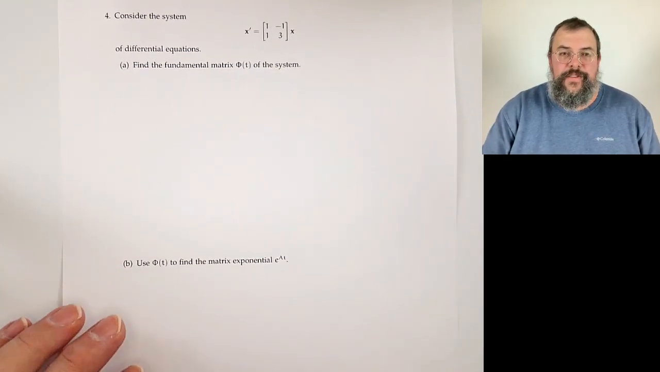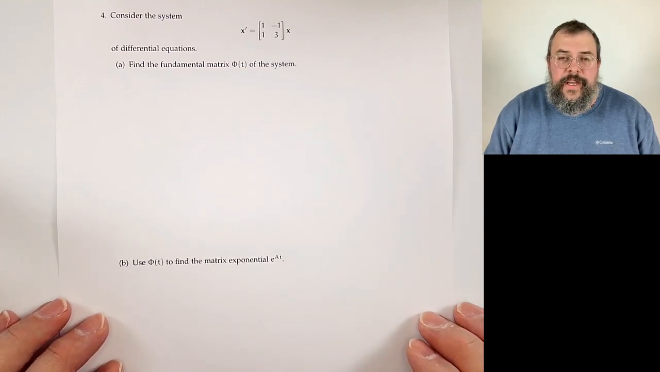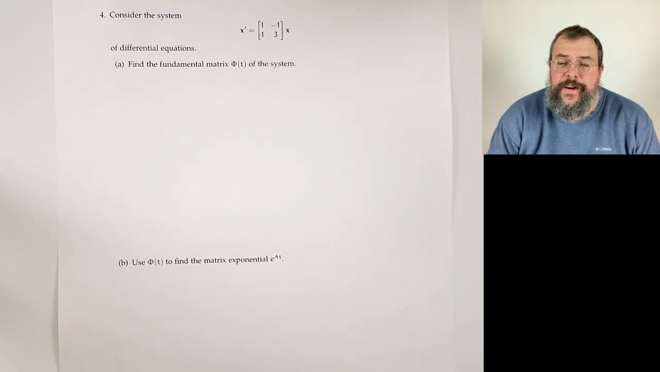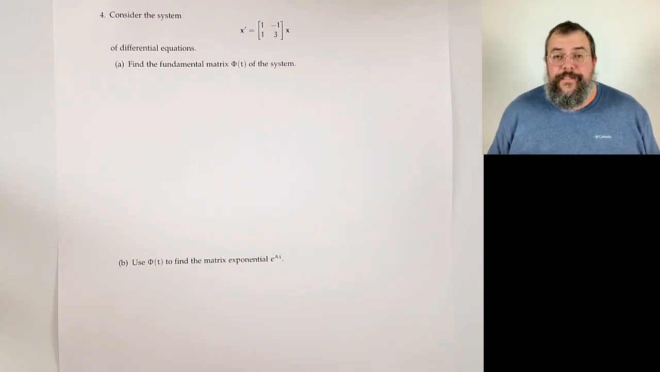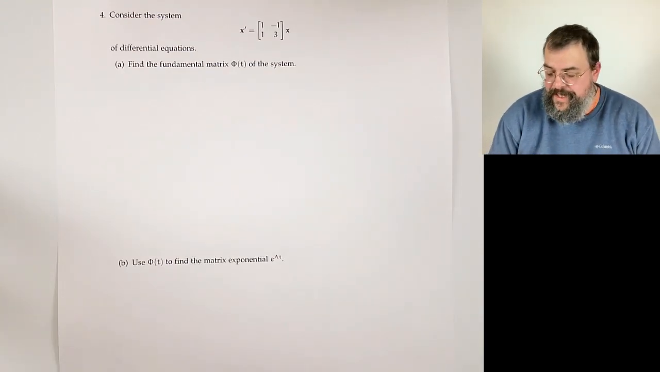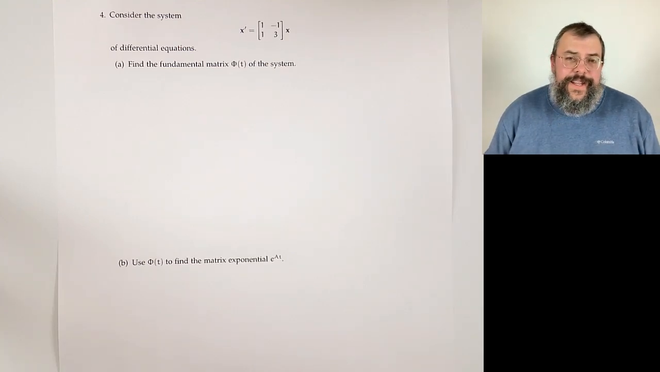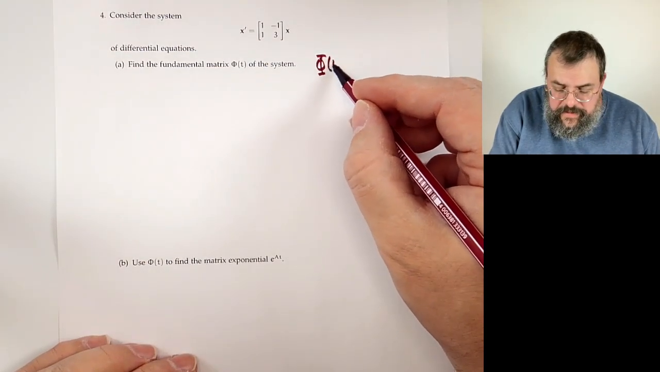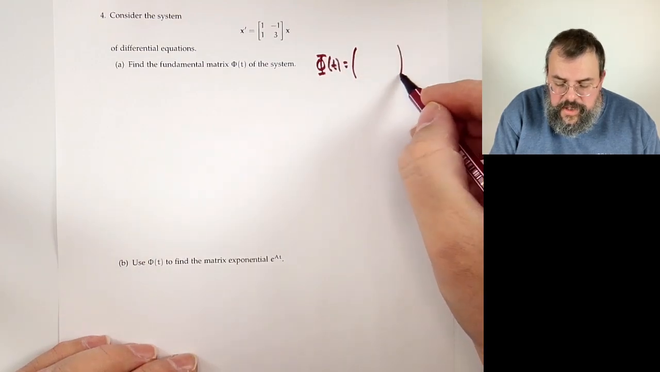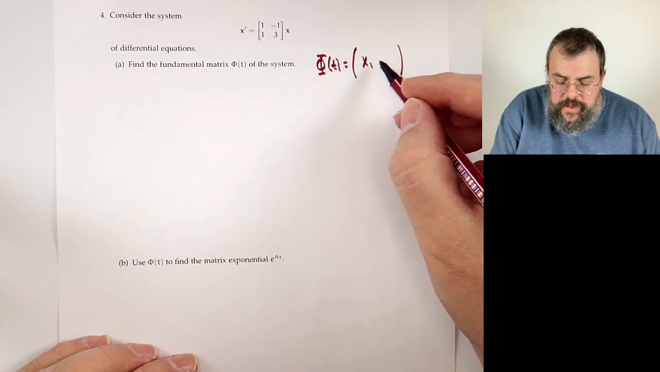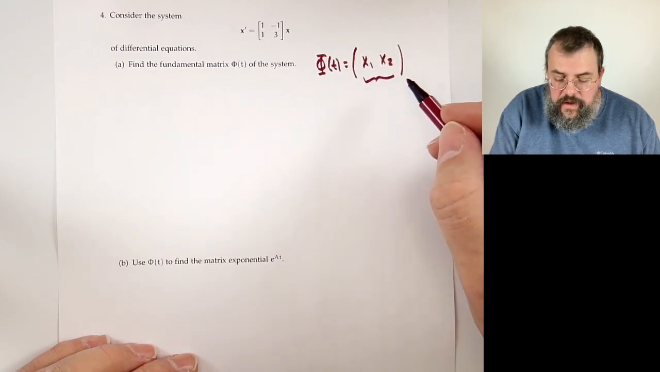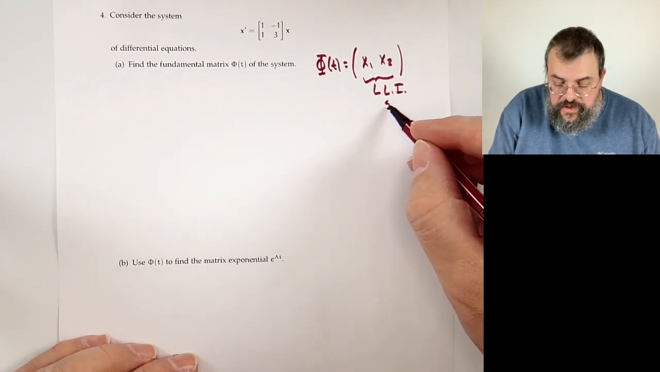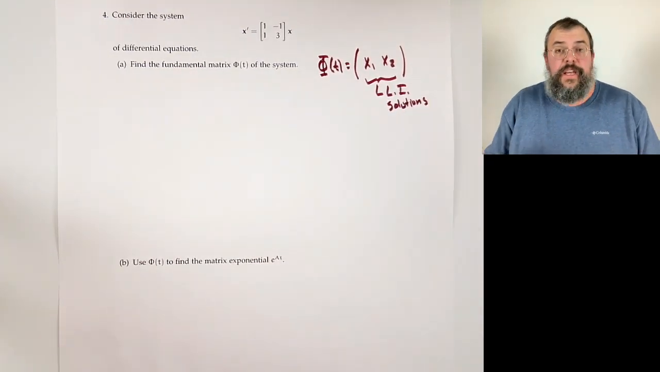All right. So here we go. Consider the system x prime equals the matrix (1, minus 1; 1, 3) times x of differential equations. And now find the fundamental matrix, phi of t, of the system. Now, it's helpful to remember what the fundamental matrix is. The idea is that you have phi of t, and we put in some, say, x1, x2, where these are linearly independent solutions. And it's not unique, this phi.